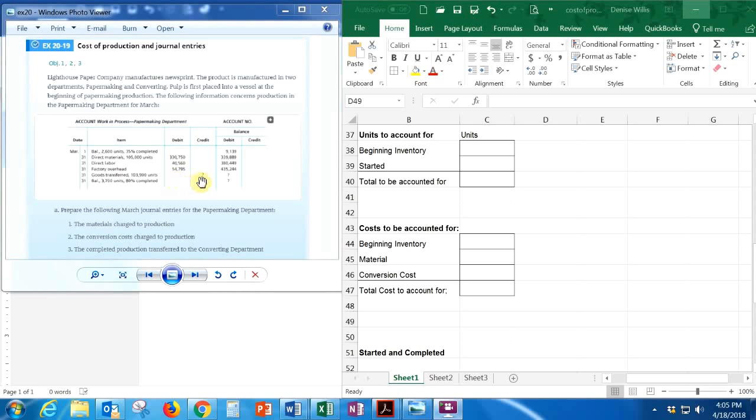Then we need to figure out what is the amount that is transferred out. They're telling us 103,900 units were transferred out of paper making into converting, and we have to be able to assign a dollar amount. And then we have an ending balance of 3,700 units. They are 80% complete. That 80% is what was done this month in March, and we need to be able to assign a dollar value to that.